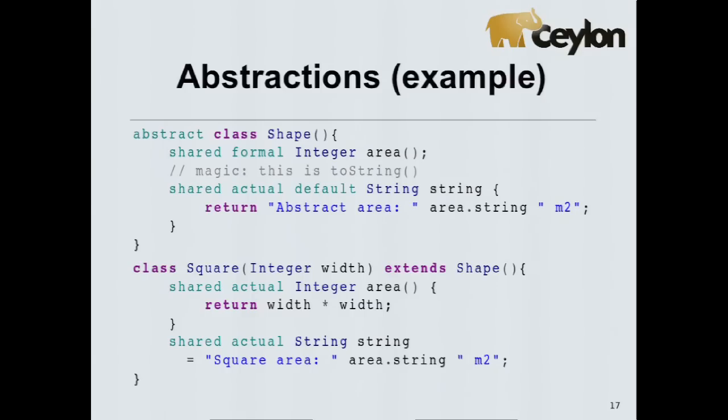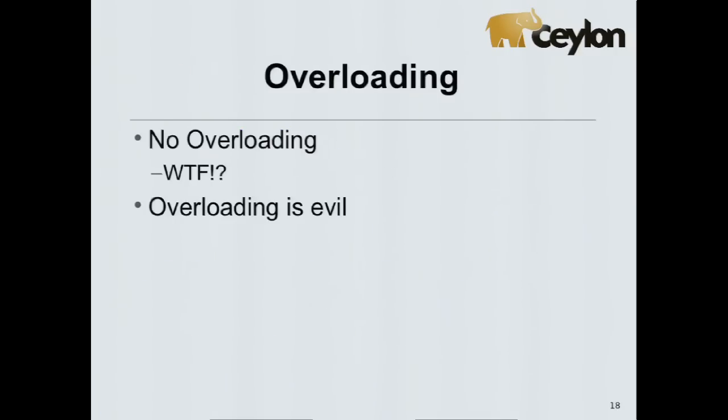So that's an example. We've got shape, which is the abstract class, and you have a formal method, so it's named formal, and then a default attribute implementation of string, which is the equivalent of toString in Java. That is overridden from the super object, and I'm okay for it to be overridden. So it's an actual default string. And Square actually overrides those two. By the way, the difference between a method and an attribute is the parenthesis at the end of it. That's how you can easily recognize them.